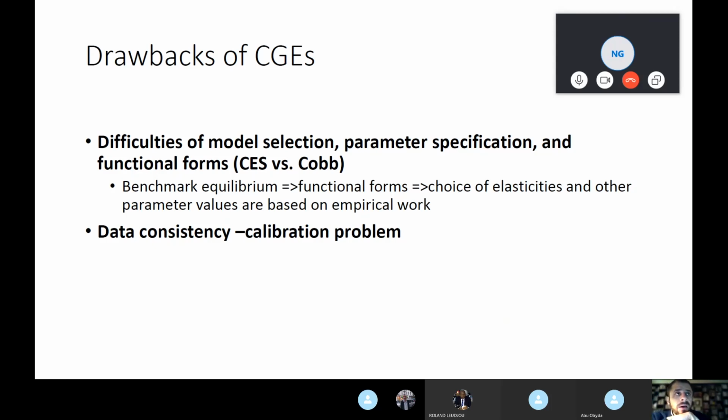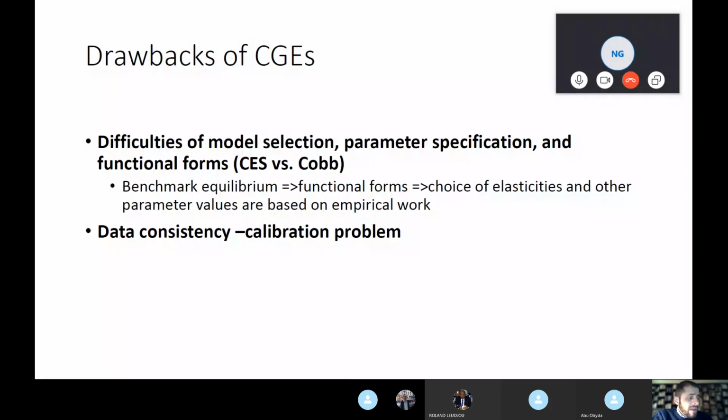Second, also the values of some parameters, because for some parameters we can calibrate them from a CGE model, and I will come to the calibration story later. But some parameters have to be taken directly from the literature, and if they are taken directly from the literature, we have to justify why we are using these values, not other values.